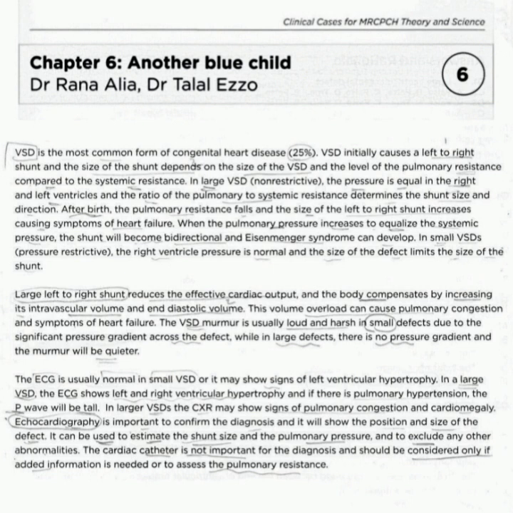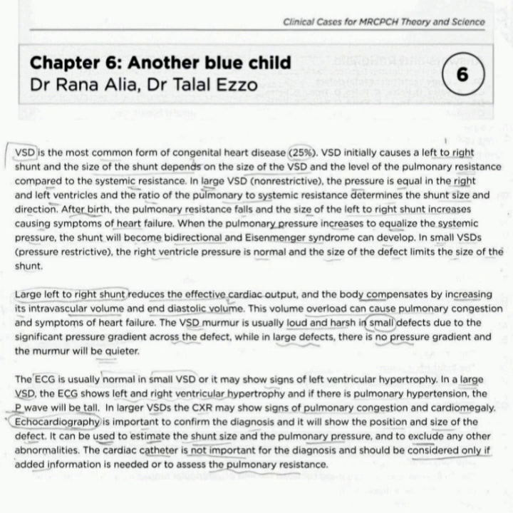So, in case of large VSD, when the pulmonary pressure is increased to equalize the systemic pressure, the shunt will become bidirectional and Eisenmenger syndrome can develop. So, from the large VSD, Eisenmenger syndrome develops. And in small VSD, the right ventricle pressure is normal and the size of the defect limits the size of the shunt.